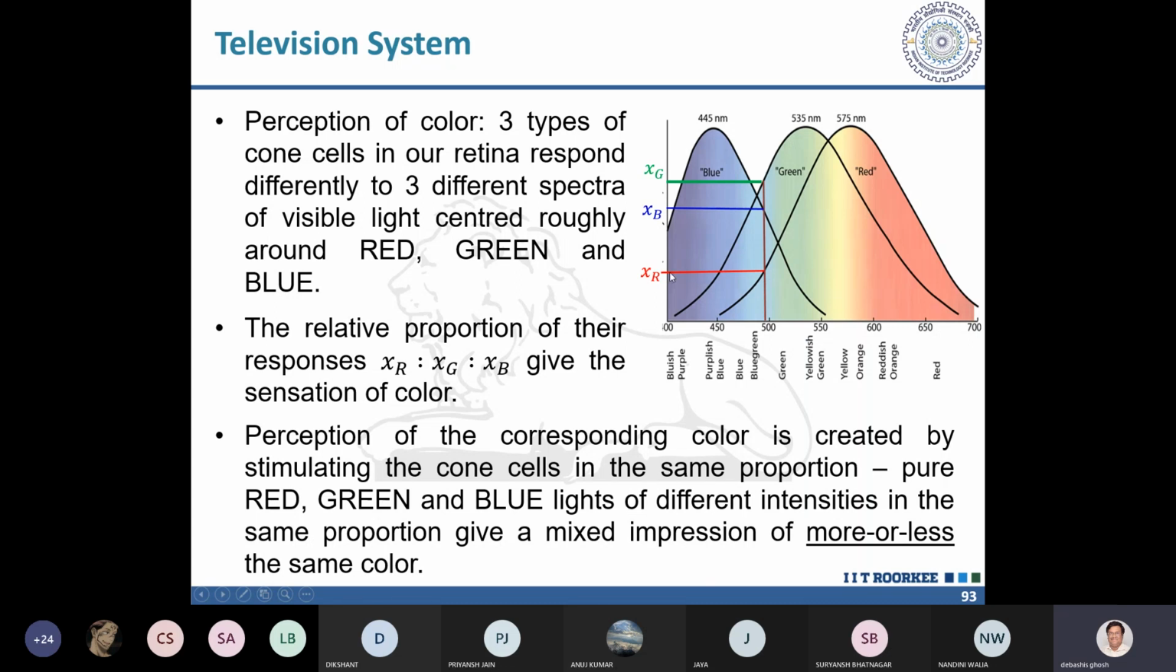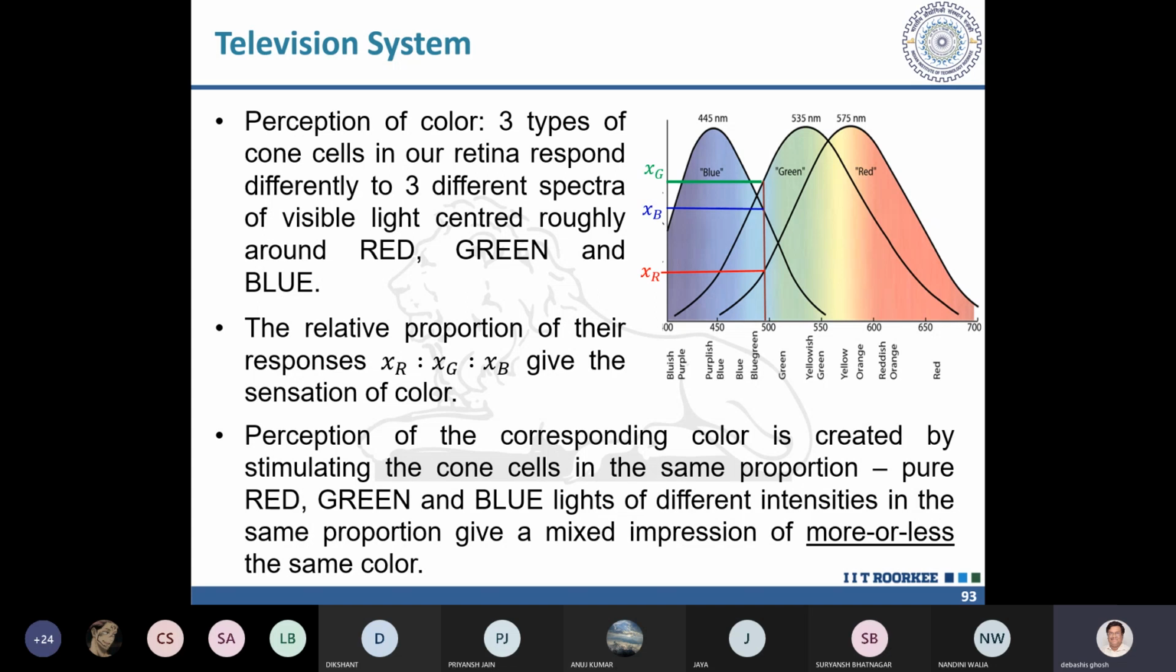So these 3 types of cone cells will be responding in 3 different proportions, xr to xg to xb. The relative proportion of these 3 responses gives me the sensation of the color. The brain is able to do that. The brain makes out the color like that, by how the different cone cells are responding.